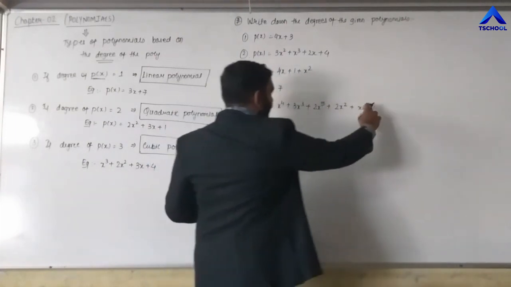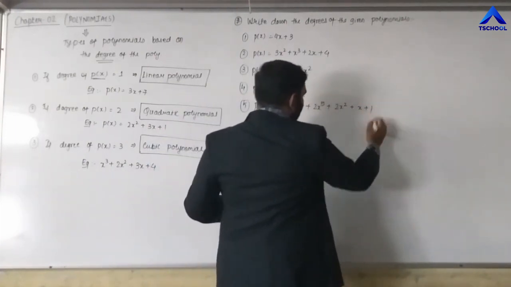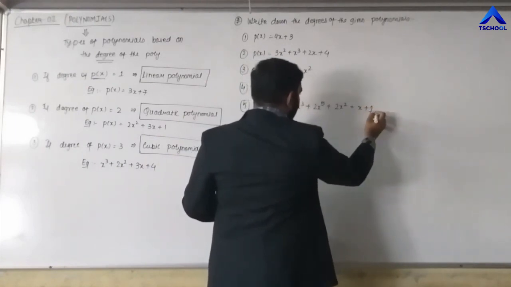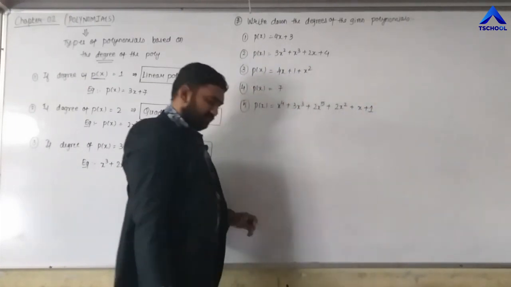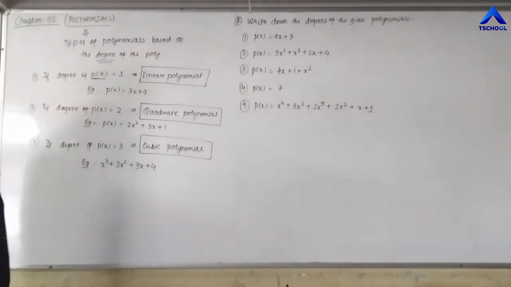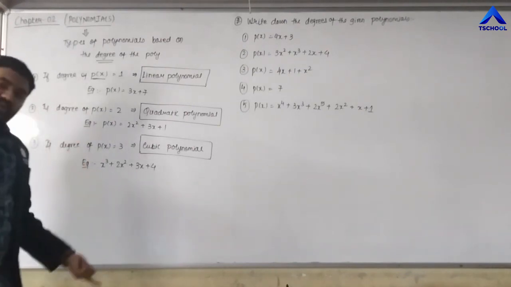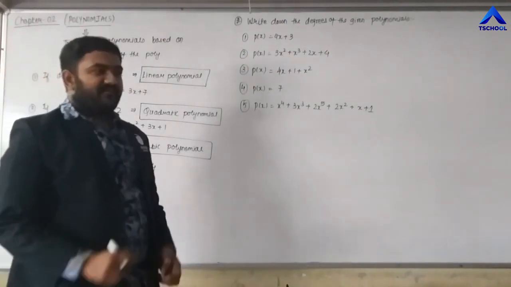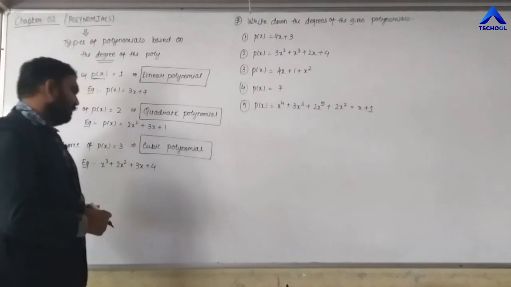these are some 5 examples that I have written here, right? I just need you to find out the degrees of each and every polynomial by yourself and write down. We shall discuss it here in 2 minutes, right? So write down the questions and try to find out the degree of these given polynomials.